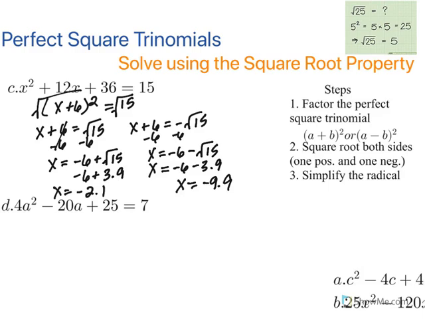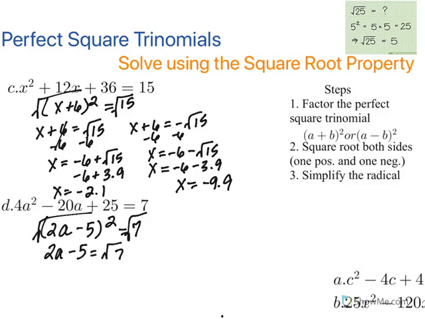So again, let's factor the perfect square trinomial. This factors to 2a minus 5 squared is equal to 7. Square root both sides. I'm going to get 2a minus 5 is equal to the positive square root of 7, and I have 2a minus 5 is equal to the negative square root of 7.